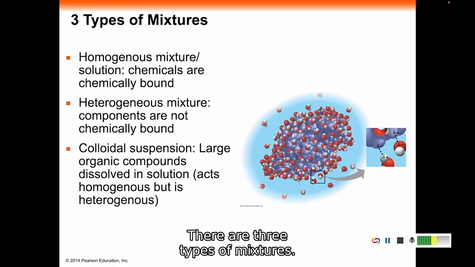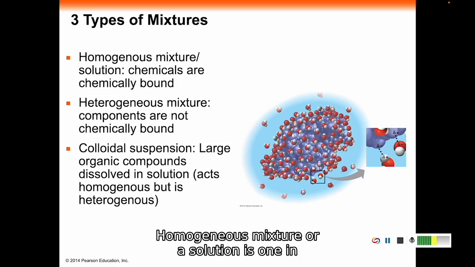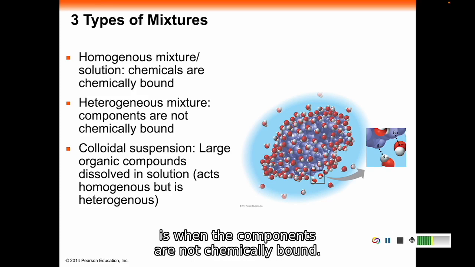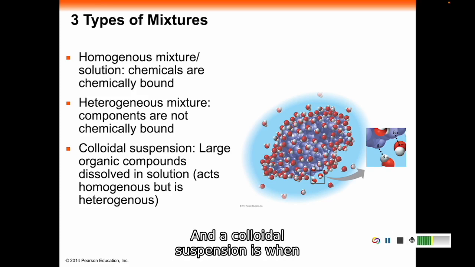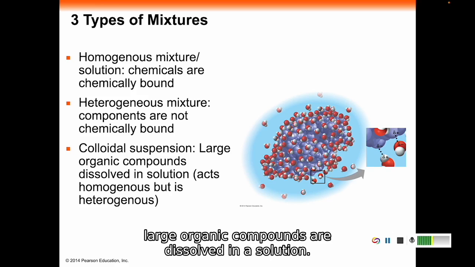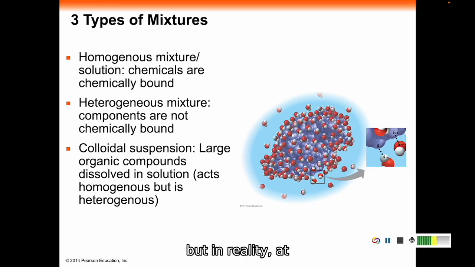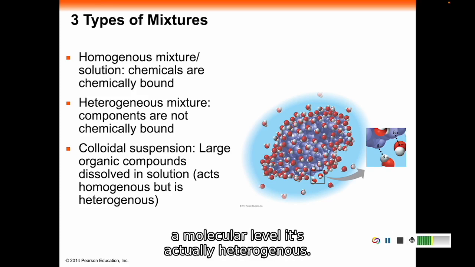There are 3 types of mixtures. A homogeneous mixture or solution is one in which the chemicals are chemically bound. A heterogeneous mixture is when the components are not chemically bound. And a colloidal suspension is when large organic compounds are dissolved in a solution. So it's going to act like it's homogeneous, but in reality, at a molecular level, it's actually heterogeneous.